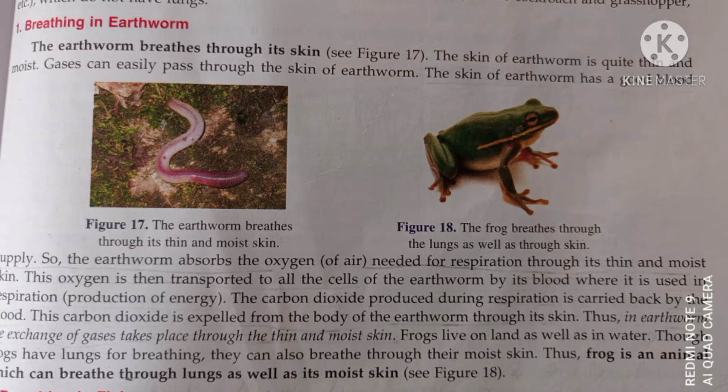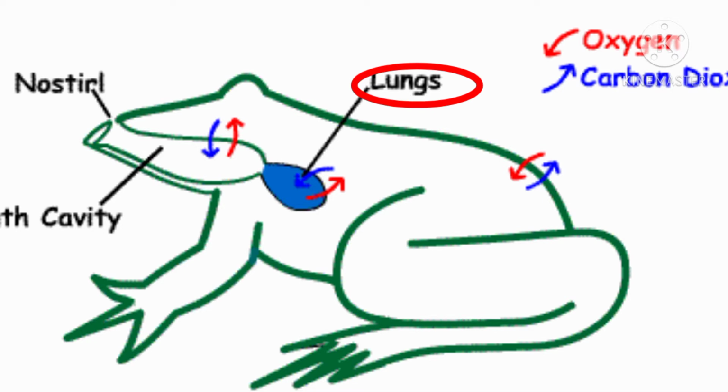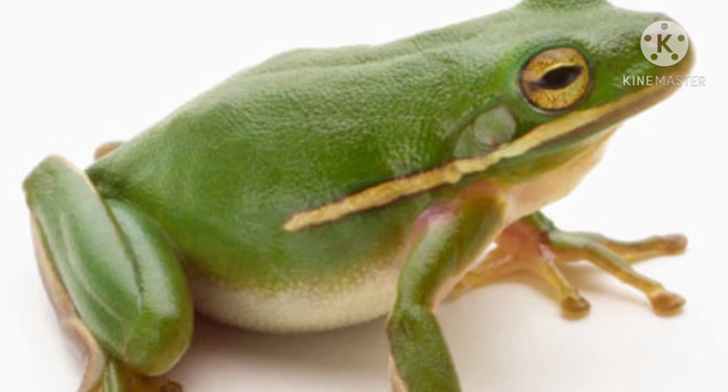Now let us talk about frogs. Frogs are amphibians as they live on land as well as in water. Though frogs have lungs for breathing, they can also breathe through their moist skin. When do they breathe through their moist skin? When they are in water. And the process of breathing and respiration when they are in water is the same as in the case of earthworm. And when they are on land, the process of breathing and respiration is the same as in the case of humans.